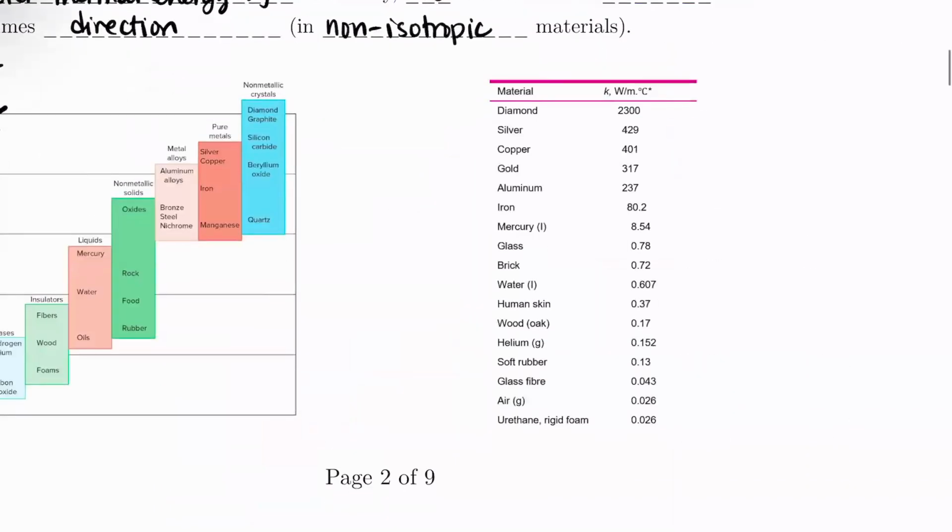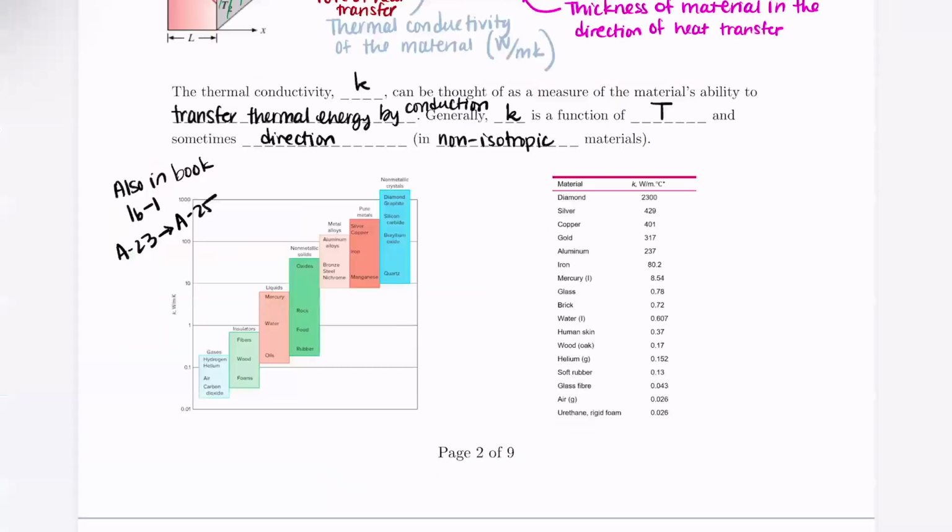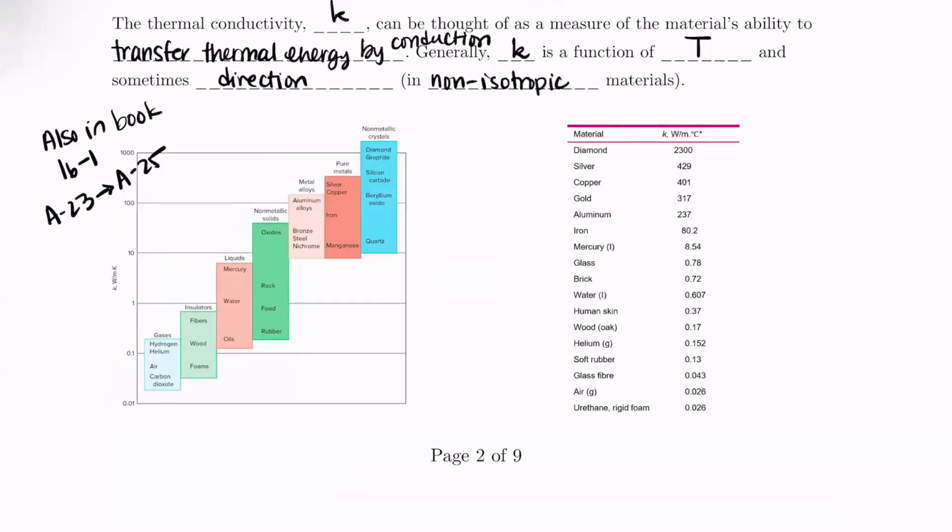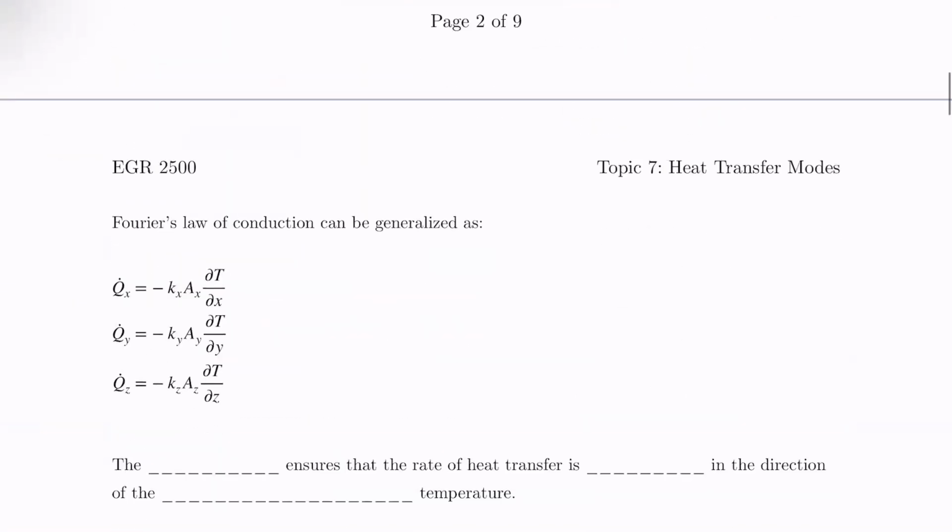Okay, we also have another table in the book, I don't remember what number that one is, but this gives the thermal conductivity of several common types of materials. All right, and so again, you'll see that diamond is at the top there, so that has the highest thermal conductivity, and then rigid foam, urethane, and air are the lowest. Okay. Any questions so far? Nothing surprising yet? Okay, great.